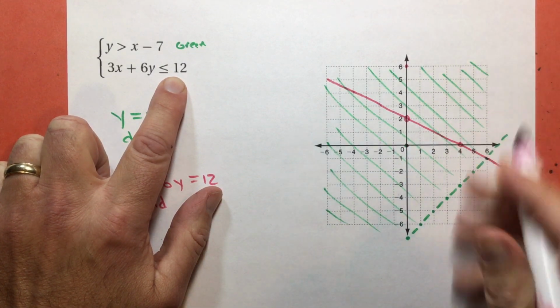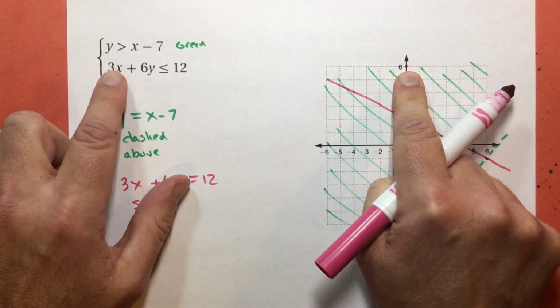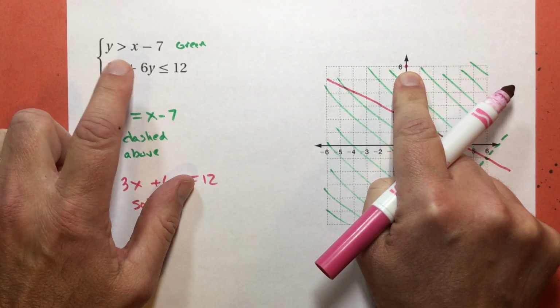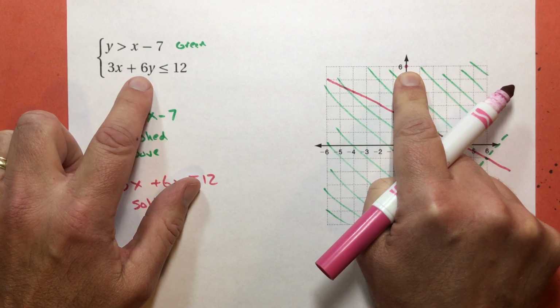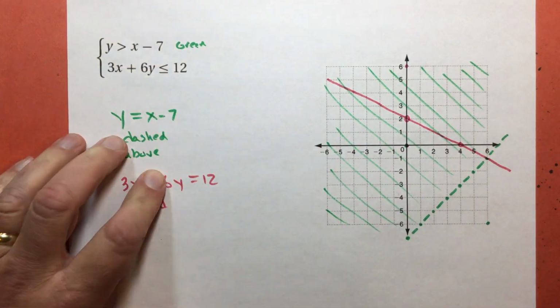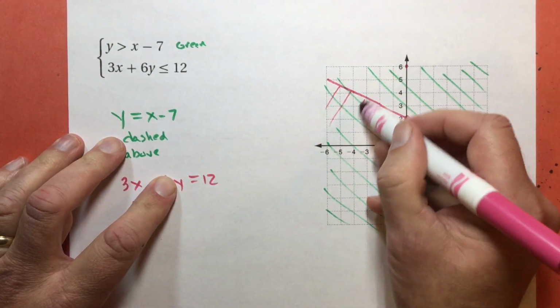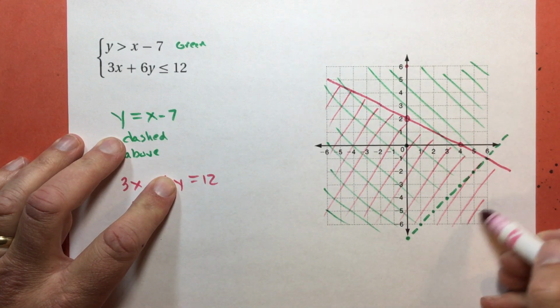Let's try 0, 6, where x equals 0 and y equals 6. So 3 times 0, 6 times 6. 0 plus 36 is 36. Is 36 less than 12? No, it's not. So I'm going to shade below it. And shading below it looks like this.